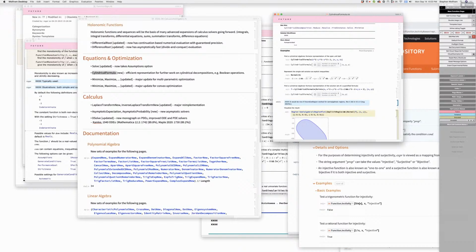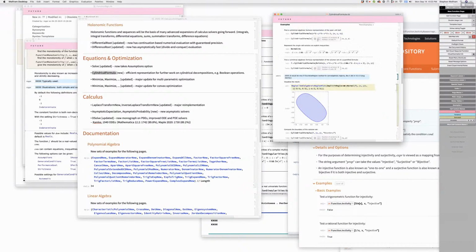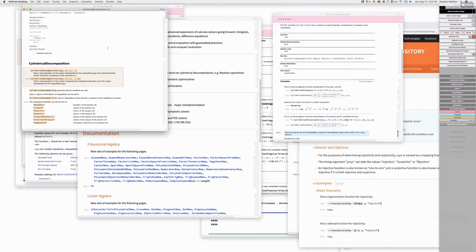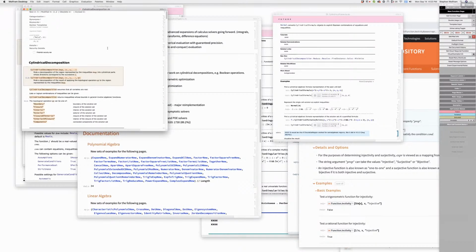So it leads to cylindrical algebraic decomposition, or what are we calling it? Cylindrical decomposition. What does it return right now? It returns a Boolean formula. Is the normal over there? Yes.